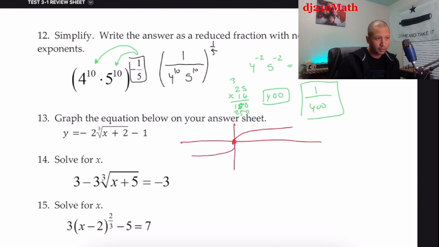Okay. The horizontal shift is going to be to the left 2 and down 1. So left 2, down 1. Then it's going to be rotated, flipped about the y-axis. So left to right this way.